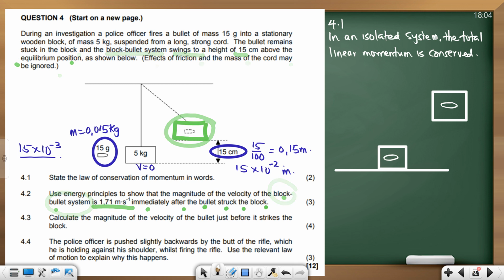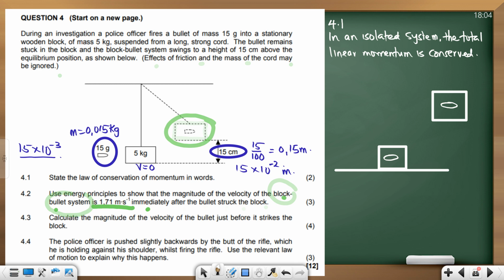By the way, when they ask you to show, I have seen some learners use what they ask them to show. Guys, you don't use what they ask you to show. The examiner is helping you to say, this is the answer you should get. So in this calculation, I'm not expecting you to write 1.71. You are supposed to get 1.71.